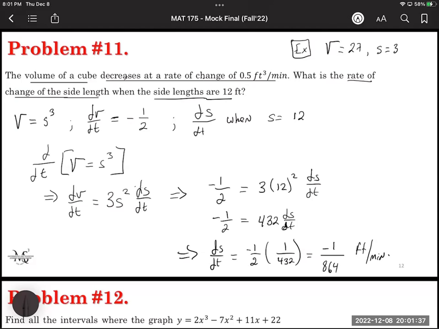All right. Any questions? Go for it. So if the volume, let's just say it was 27, how would the s value be 3?